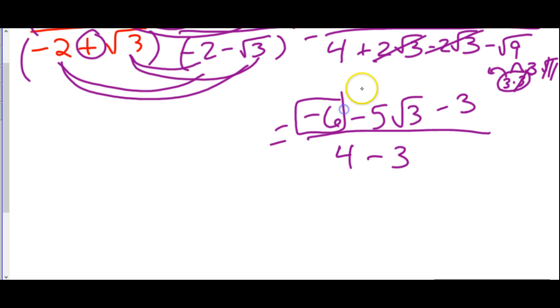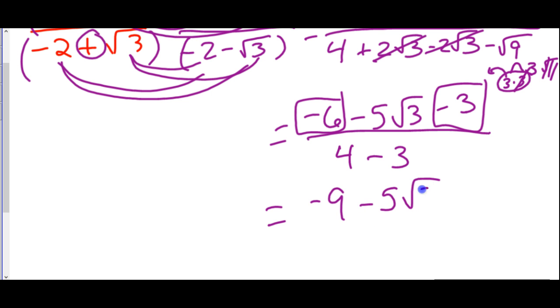Now on the top, negative 6 minus 3 is negative 9. Those are like terms, so we can combine them. But minus 5 square root 3 doesn't have anything else to combine with. 4 minus 3 is 1.